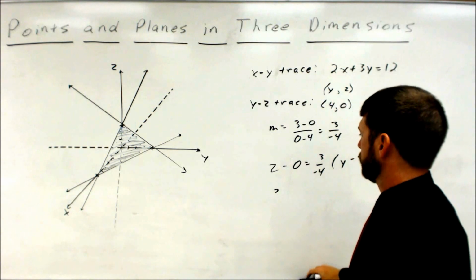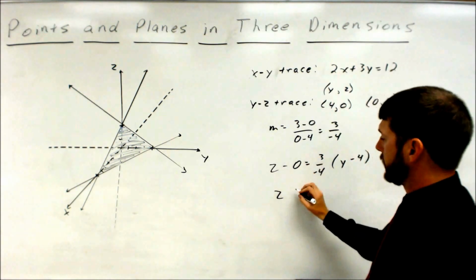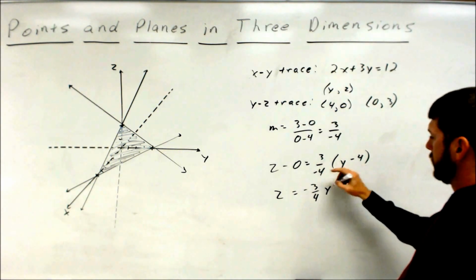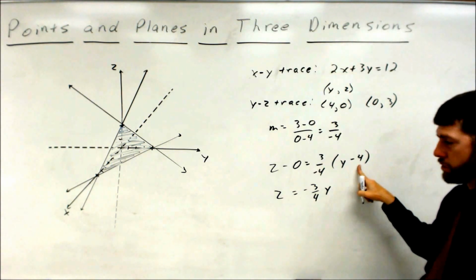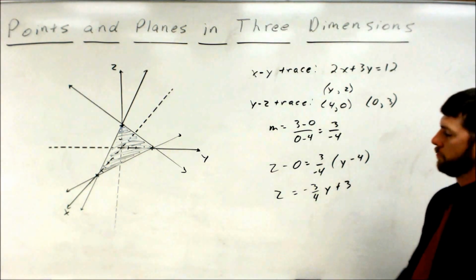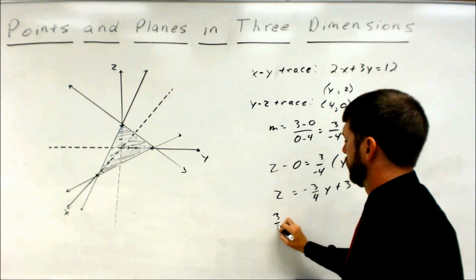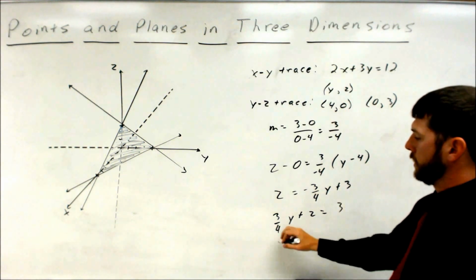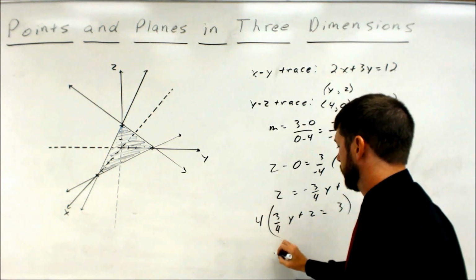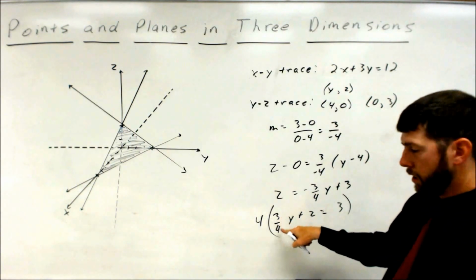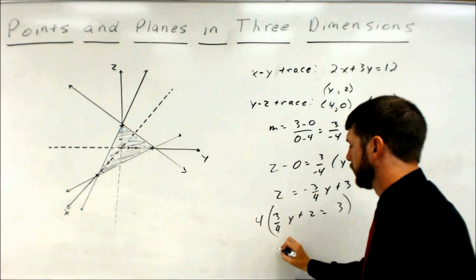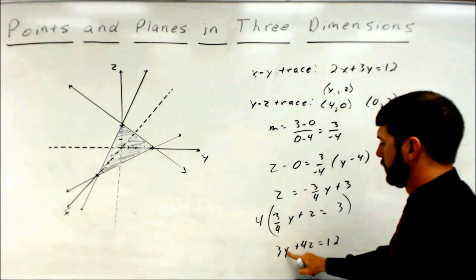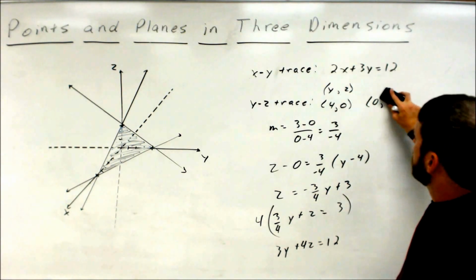So we do z equals 0. Sorry, z minus 0 is z. Multiply here, negative 3/4 y. Negative 4 and negative 4 should cancel and give us plus 3. Move our negative 3/4 y over. Equals 3, and again we're going to multiply by 4. So we get 4 times 3 is 12 over 4, which gives us 3. So 4's cancel. 3y plus 4z equals 12. So that's going to be our yz trace.